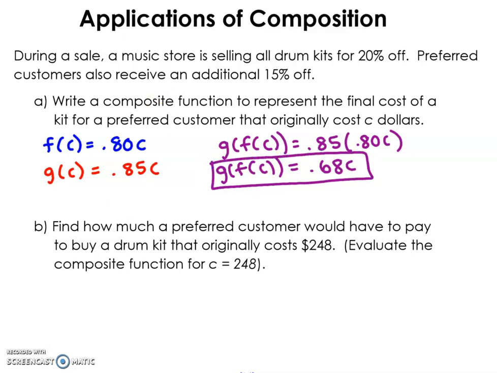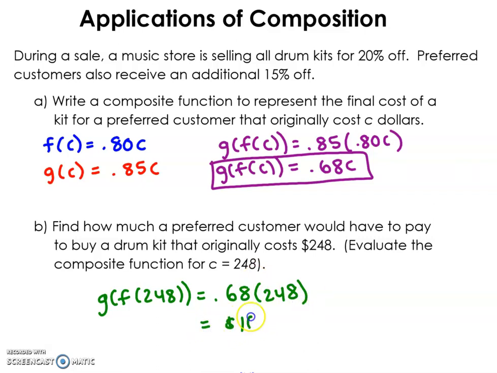And then for part B, find how much a preferred customer would have to pay to buy a drum kit that originally cost $248. Evaluate the composite function for C equals 248. So now we're just going to use the composite function we wrote in part A, and we're going to say G of F of 248. So we could do F of 248 and then plug that into G, but because we already made the composite function, we can just plug it right into here. So we'll say 0.68 times C, which is 248. And when we solve this, we'll end up getting $168.64.